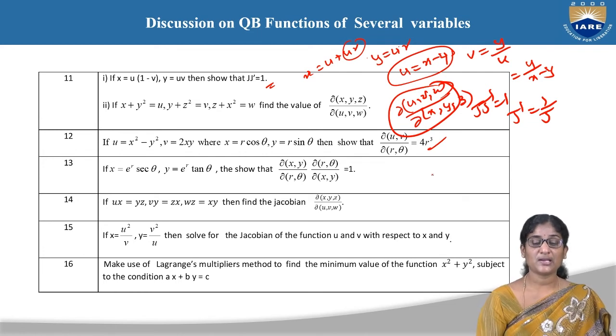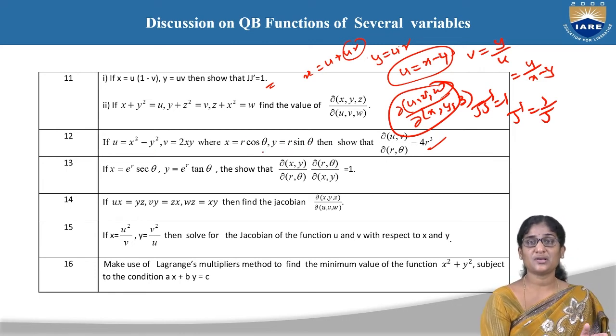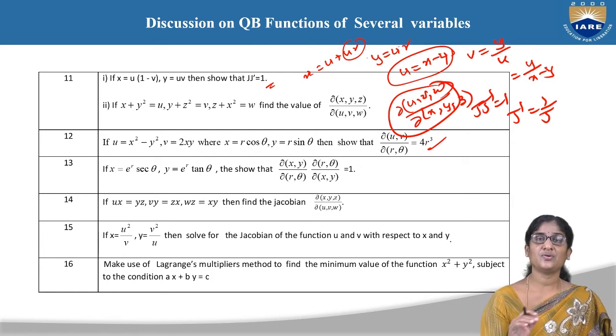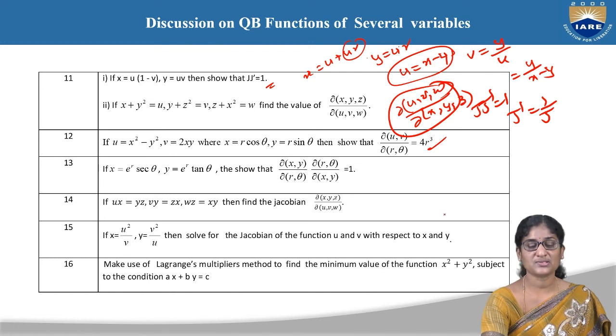Otherwise, you can directly substitute r cos theta wherever x is there and r sin theta wherever y is there. Then you can find out the relationship between u and v with respect to r comma theta directly, find the first order partial derivatives of u and v with respect to r comma theta, and substitute that in the determinant to get the J value, 4r cube. In this way also you can do it.